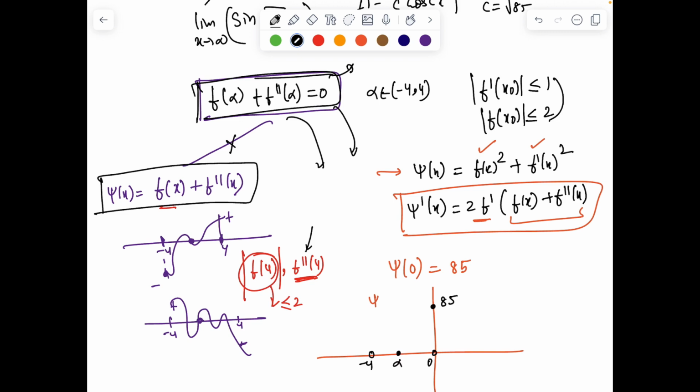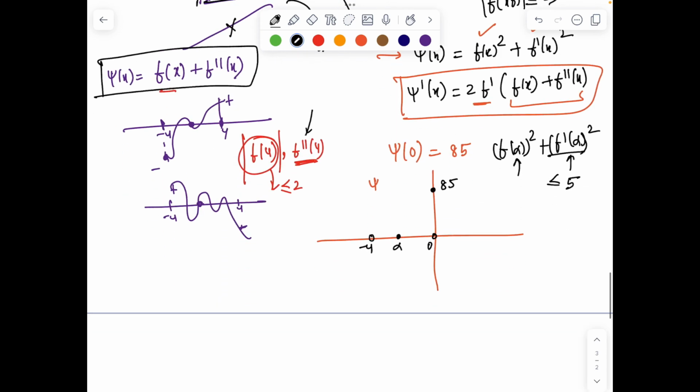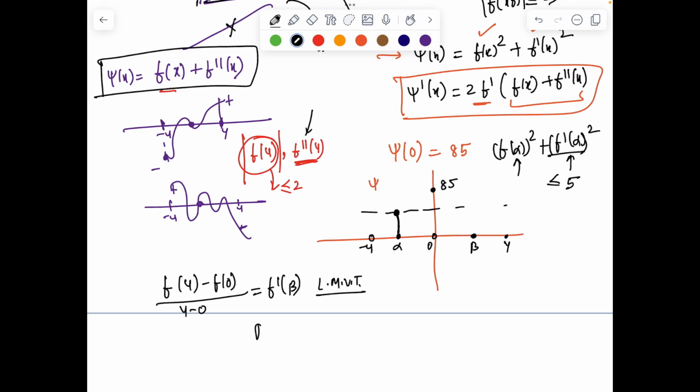So I can tell there exists some alpha between minus 4 and 0 such that f of alpha whole square plus f dash alpha whole square, where this comes from Lagrange's theorem and this comes from the codomain restriction, is less than or equal to 5. So for some alpha, the output will be either 5 or less than 5. Exactly in the same manner we can take some beta from 0 to 4, because f of 4 minus f of 0 by 4 minus 0 equals f dash beta by Lagrange's mean value theorem, LMVT, for some beta lying between 0 and 4.